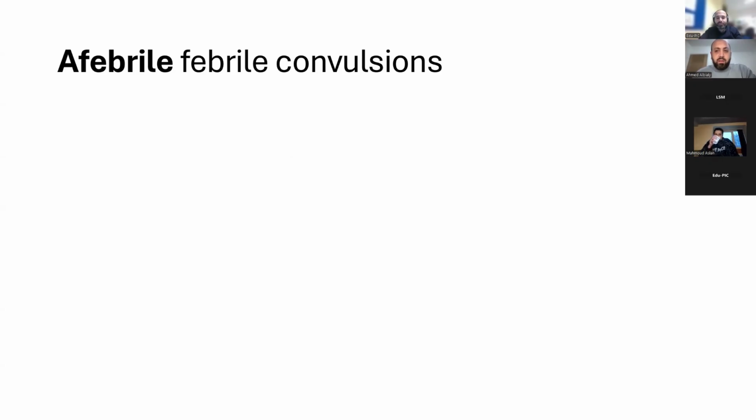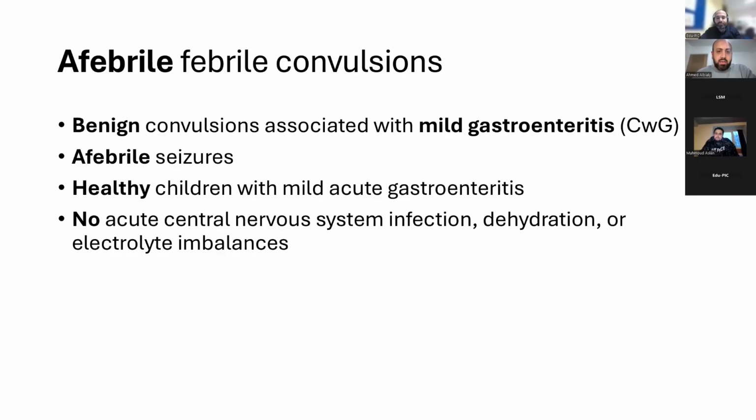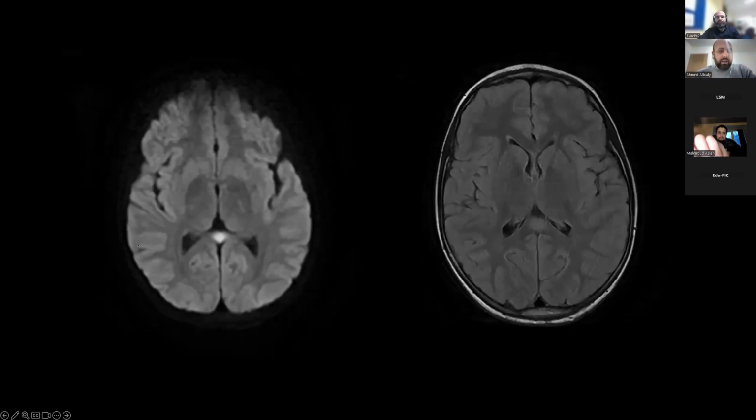There's what's called febrile convulsions with mild gastroenteritis, if you came across that before. We can see some children who usually present with a mild gastroenteritis sort of illness, usually with rotavirus. They are usually afebrile. They are very healthy children with no previous medical issues, and there's no ongoing acute CNS infection, dehydration, or electrolyte imbalance. Usually the outcome in these cases is very good. They recover very quickly. And in a few of them, you can see some specific finding on the MRI.